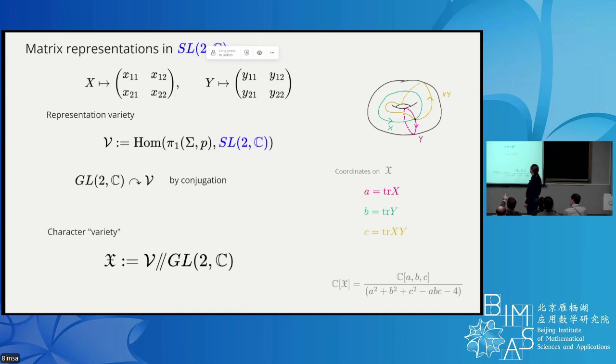Great question. The action of the GL, of course, by conjugation would factor through the action of the SL.